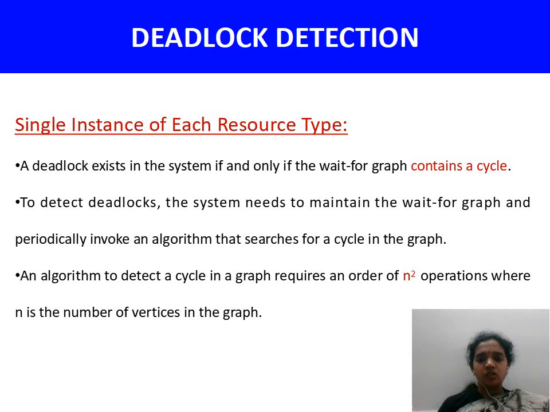In a single instance of each resource type, a deadlock exists in the system if and only if the wait-for graph contains a cycle. To detect the deadlock, the system needs to maintain the wait-for graph and periodically invoke an algorithm that searches for a cycle in the graph. An algorithm to detect a cycle in a graph requires on the order of n squared operations, where n is the number of vertices in the graph.